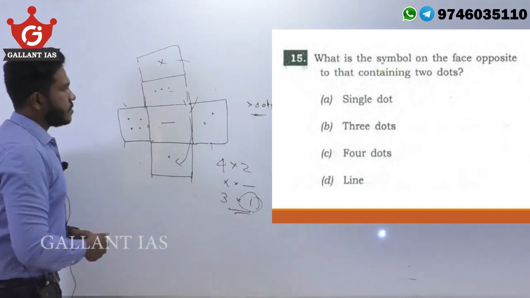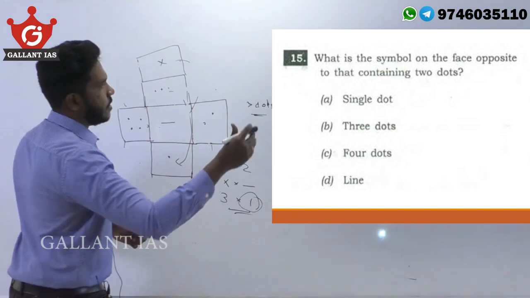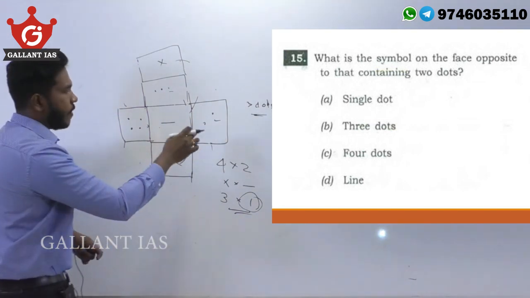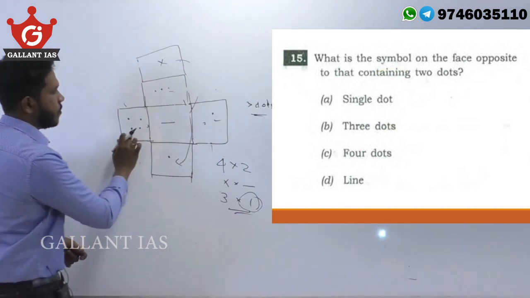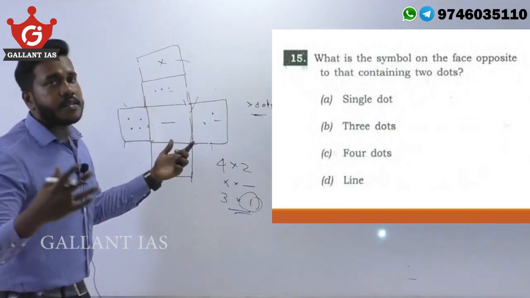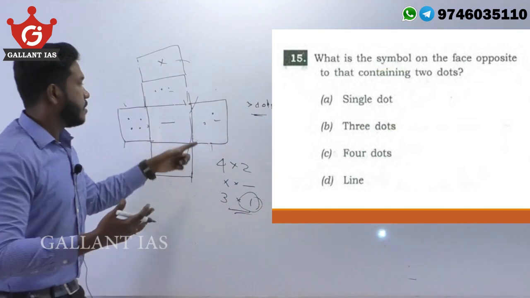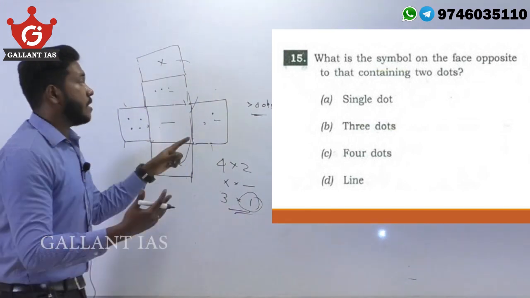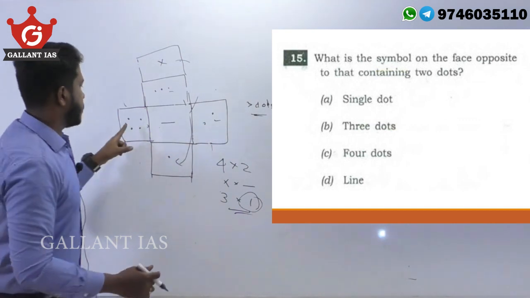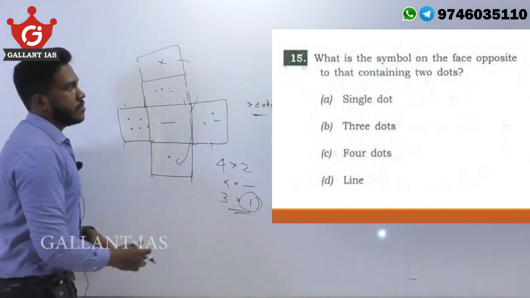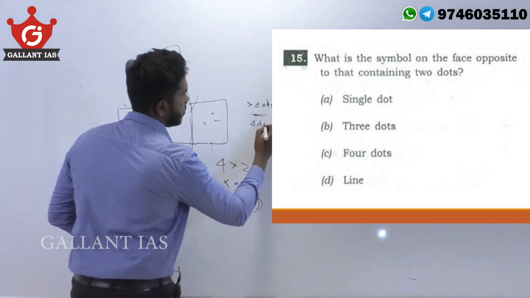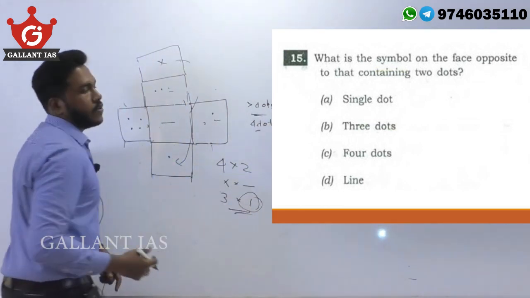And where is 2 dots? Look. Here we had found that 2 dots as well as 4 dots are extended faces. And according to our property, we know that 2 extended faces are always opposite to each other, which implies 2 dots is opposite to the face containing value 4 dots. So our answer will be what? C, 4 dots, right? It will be 4 dots.